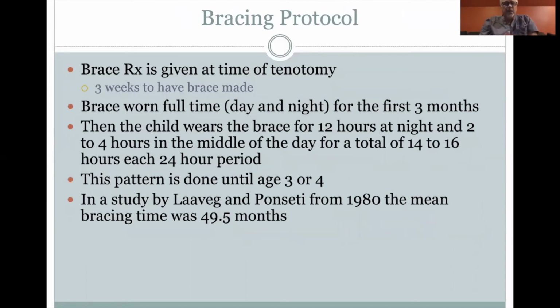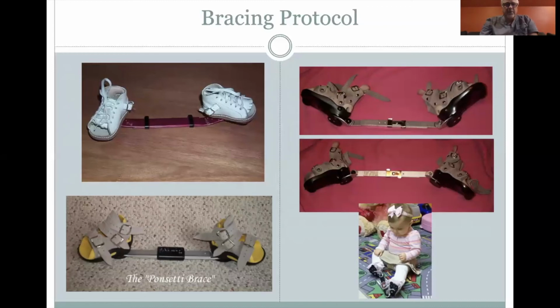Bracing is very important. The brace is prescribed at the time of the tenotomy. You're going to order your brace. That last cast is on for 3 weeks, so you need some time to get the brace in. Initially, the brace is worn full-time, day and night, for the first 3 months, except for when the child is bathing. Then the child wears the brace basically for nights and naps after that time period until approximately age 3 to 4. A study by Ponseti and his group in 1980 showed the mean bracing time was about 50 months. There are several different types of braces that are used.